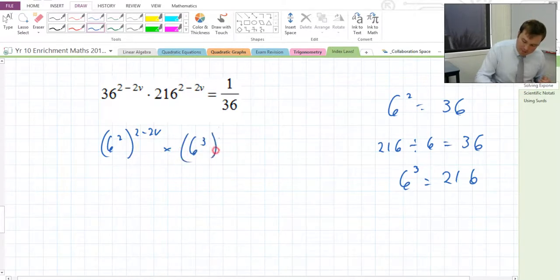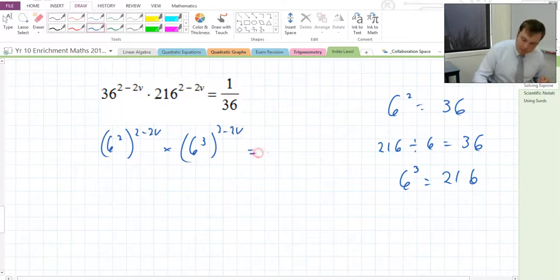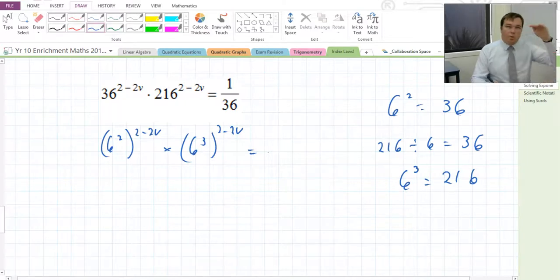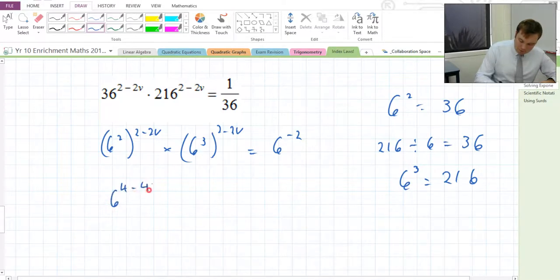So instead of 36, I'm going to write 6 squared, 2 take 2v, times 6 to the 3, 2 take 2v, don't know why I wrote 4, 2v, equals 1 on 36, which is 1 on 6 squared. To make that a single exponent, we would write that as 6 to the negative 2. Now, multiplying out the tops here: 6 to the 4 take 4v, multiplied by 6 to the 6 take 12, take 6v, equals 6 to the minus 2.